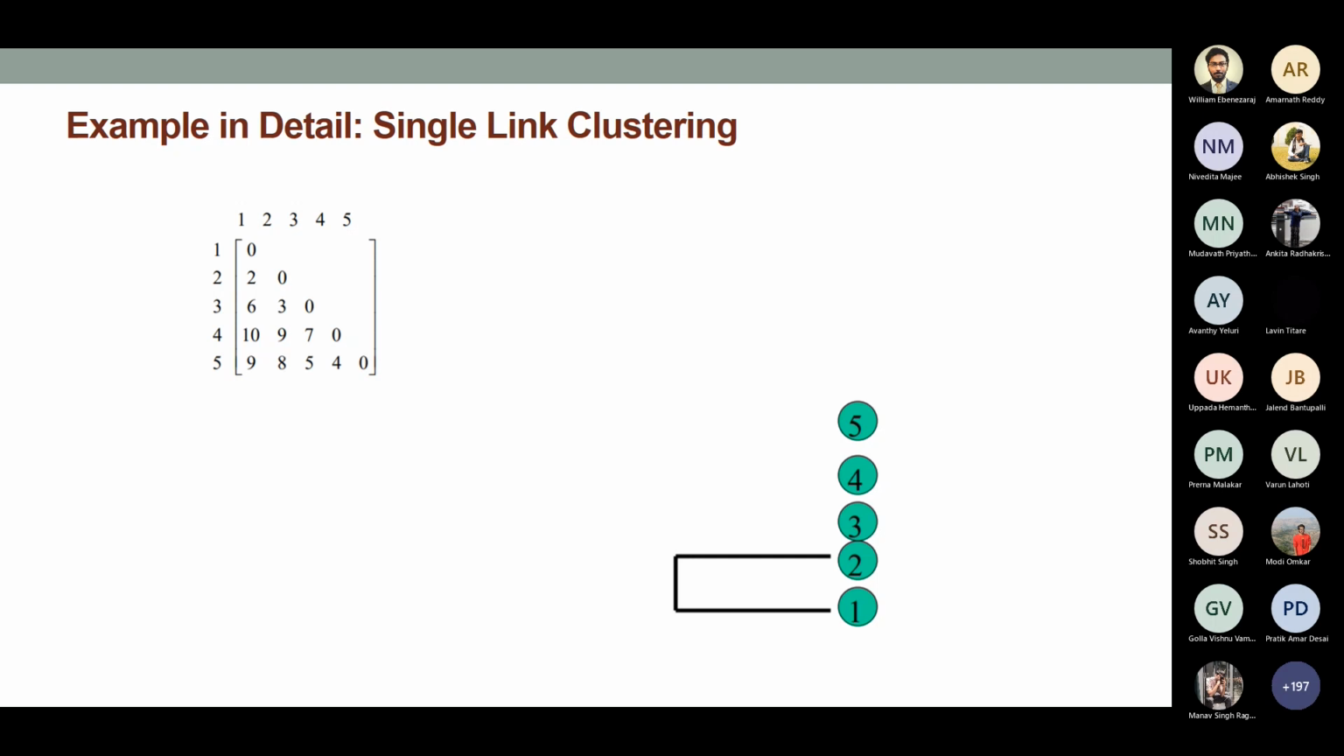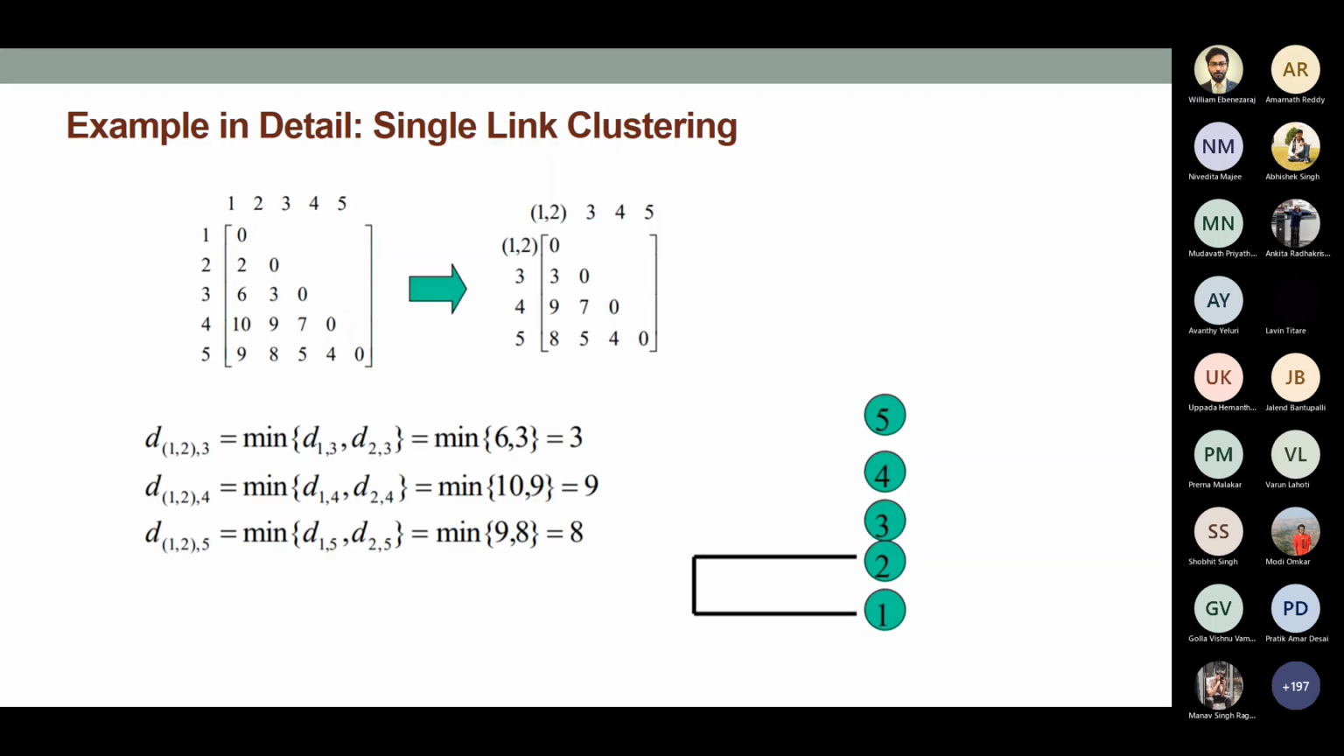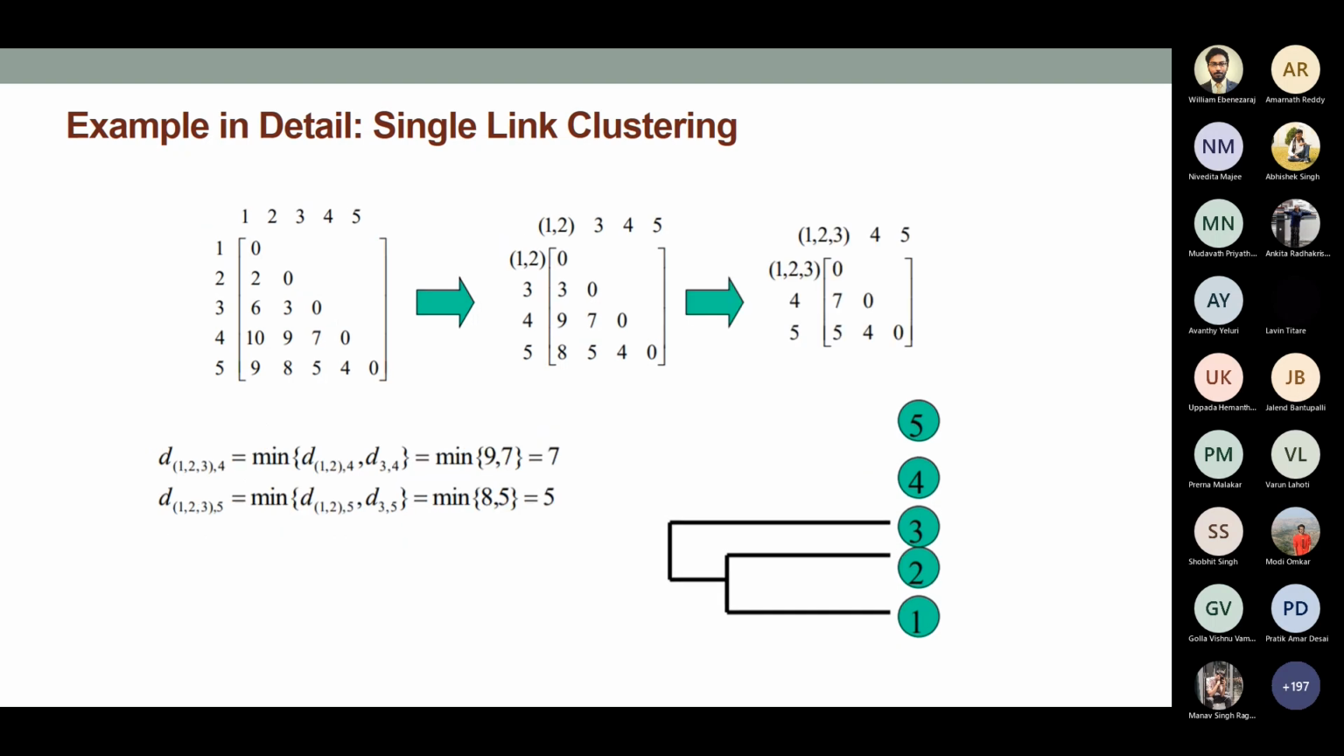Now I have 4 clusters: 5, 4, 3, and 2 and 1 another group. So 4 groups. What would be the merging step? 1, 2, and 3. Okay, all right. So this is 1, 2, and 3. Okay, fine.